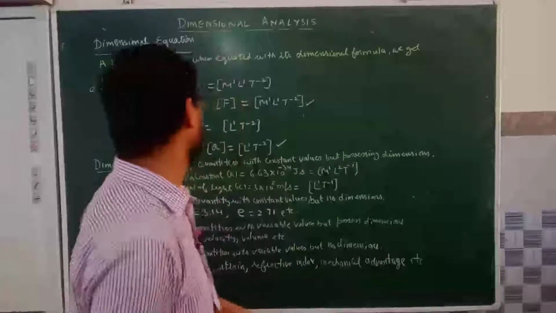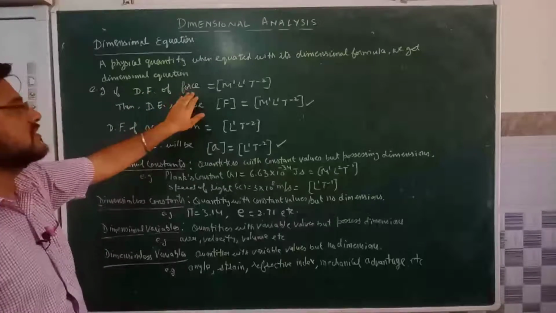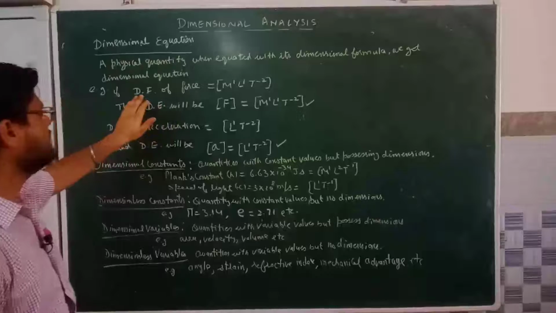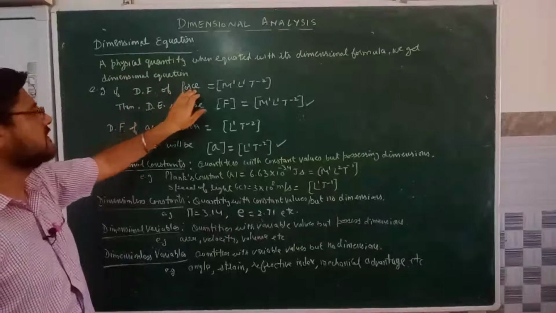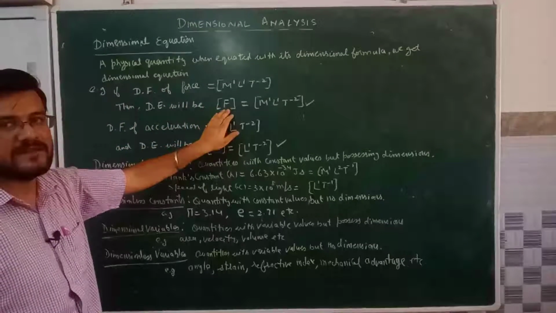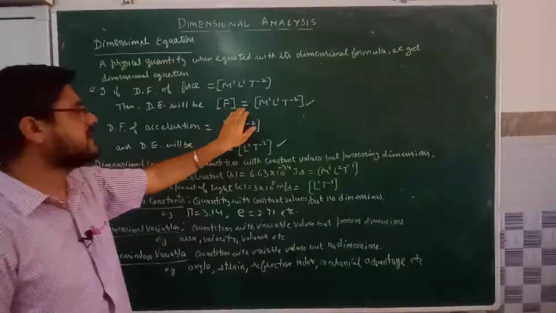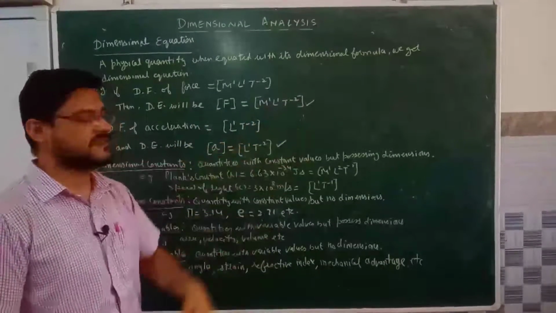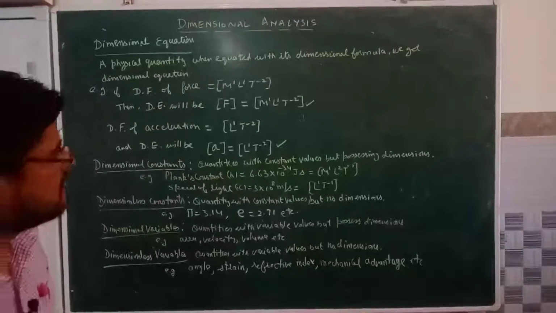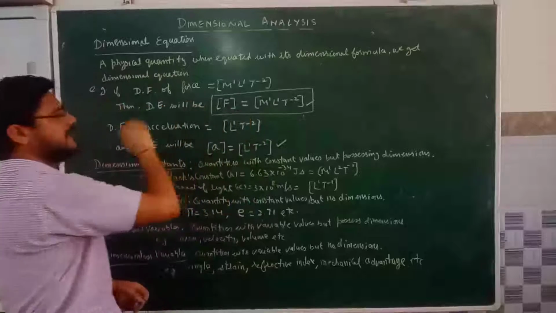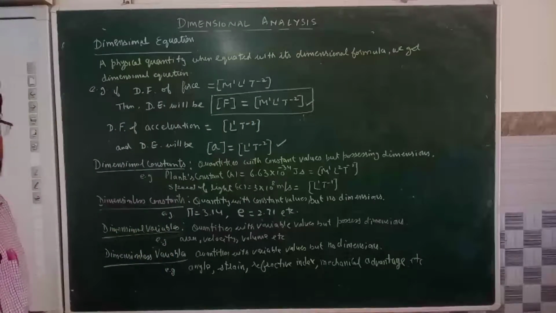For example, the dimensional formula of force is M^1 L^1 T^-2. So if we select a proper symbol for the force, say F, and also enclose it inside the square bracket, and then we equate it to the dimensional formula, then this expression which we are getting, we call this the dimensional equation for the force.